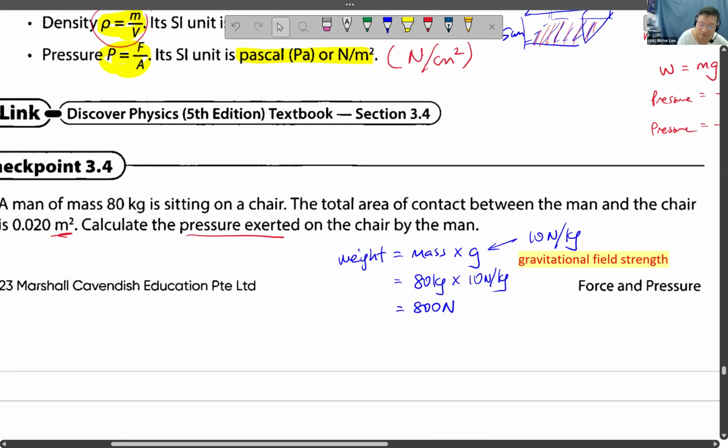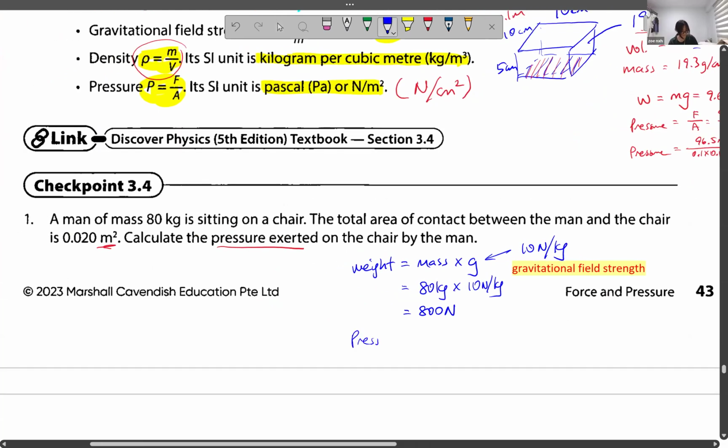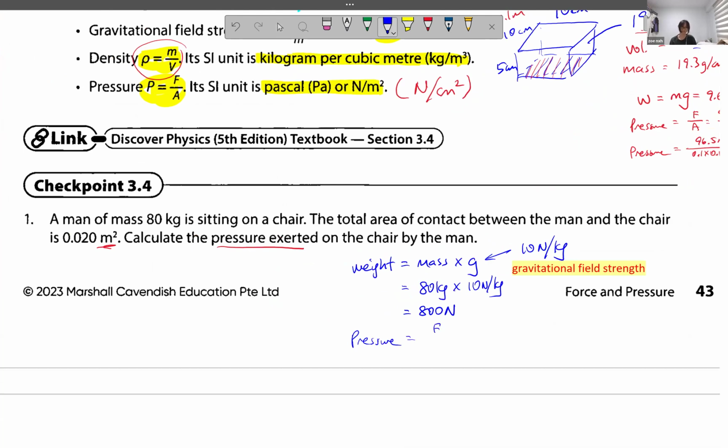Pressure equal to what? Force. The force is the Newton, right? Yes, correct. So it's force over area. Area, oh yeah, area is 0.020. Yes, correct. So it's 40,000. Very good. And you can write as Pascal, or you can write as Newton per meter square because they are the same.